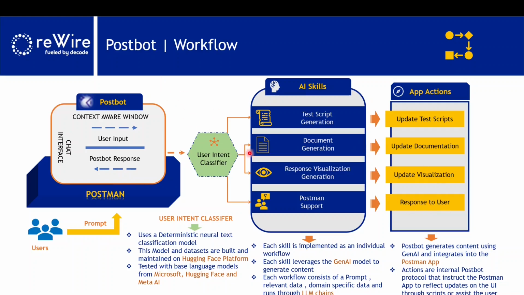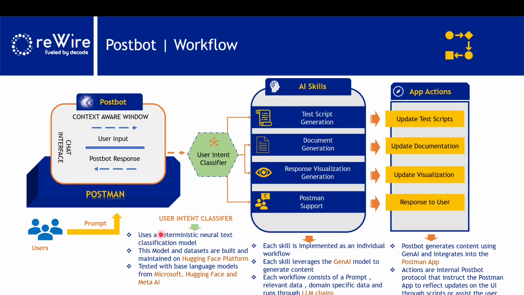So this is the workflow that Postbot follows. It takes the input and learns the context-aware window through that internal model. The model takes all that information, which is then mapped to the particular skill, and the skill generates the respective action back to Postman, which will be published on the app.